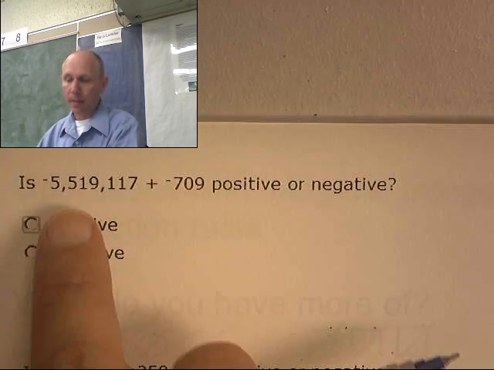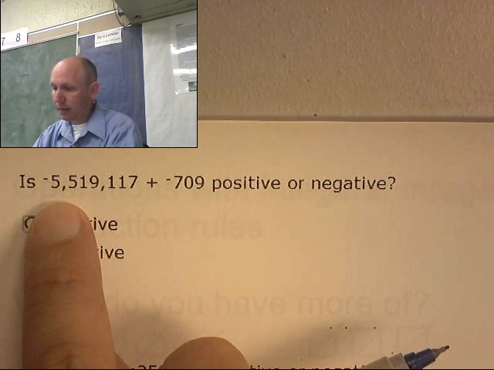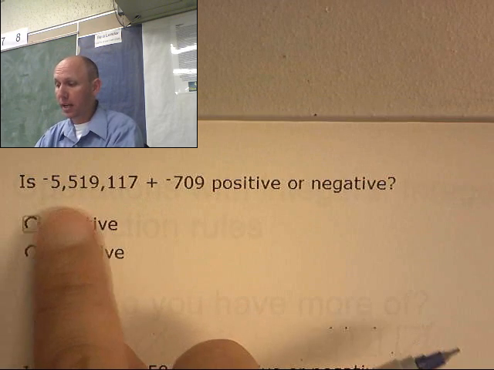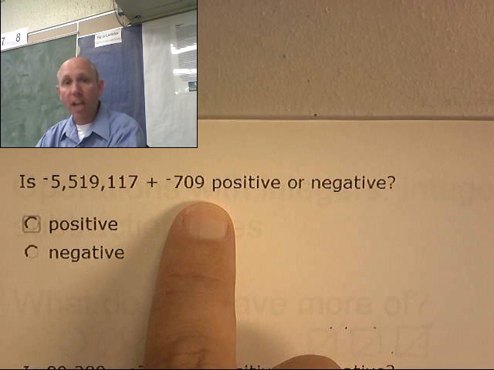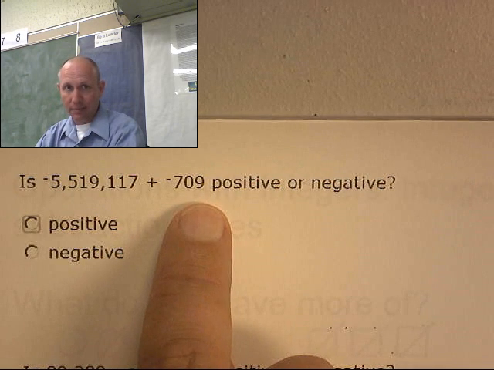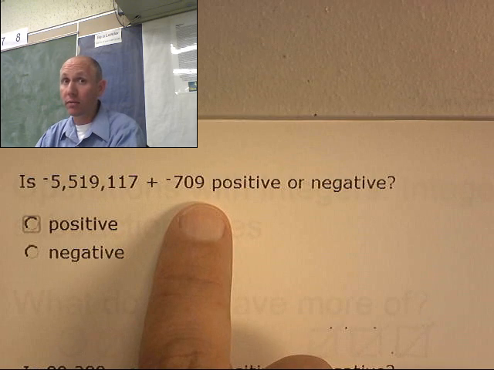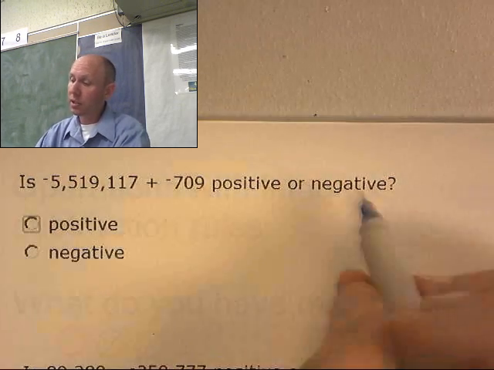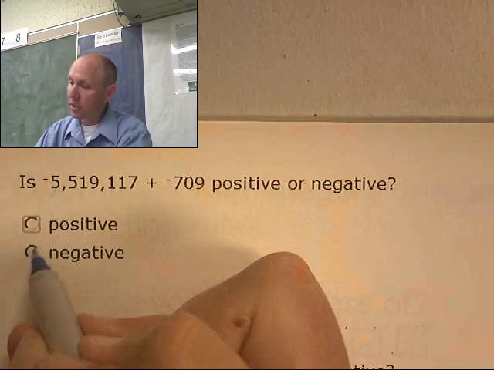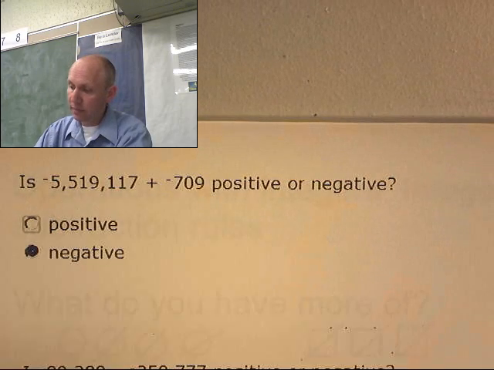Let's see. I have a whole bunch of negatives. I have 5 million negatives. And then I have 700 negatives. So what do I have a whole bunch of? I have a whole bunch of negatives. So my answer, this is all negative. Everything here is negative. So my answer is going to be negative.